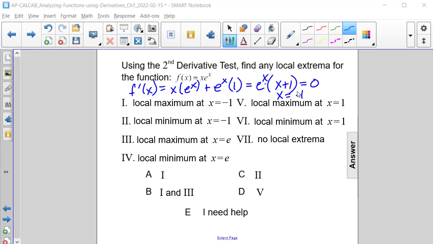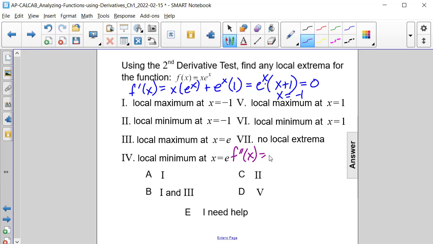All right, now that we have our critical value, let's find the second derivative, or f double prime of x. And we can use the factored version of our function in order to make finding the second derivative a little bit easier. So we have, again, the product rule.